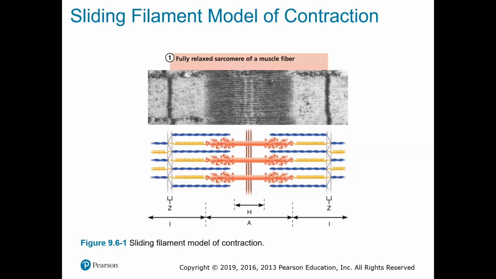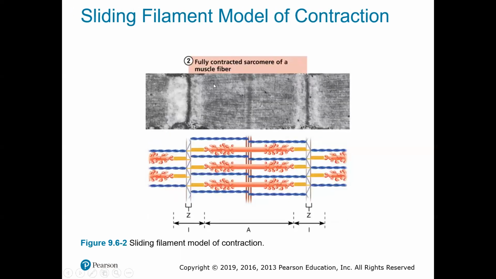The Z lines are pulled in on either side. It looks like this. We see here that the Z lines are much closer together than they were before. The I band has shrunk, and so the sarcomere has contracted. The adjacent sarcomeres are pulled closer to each other.